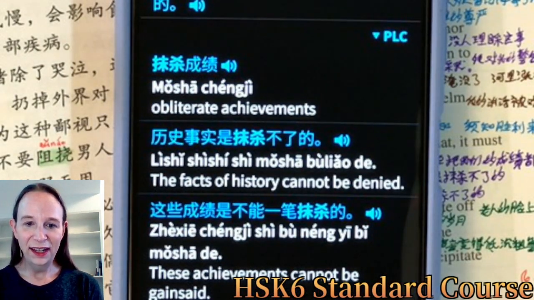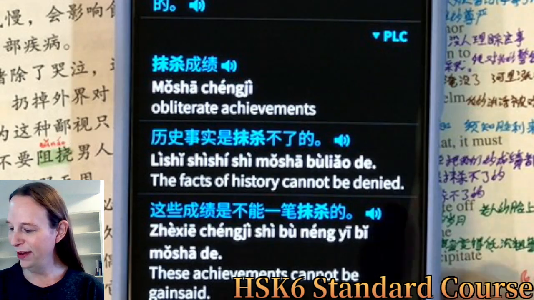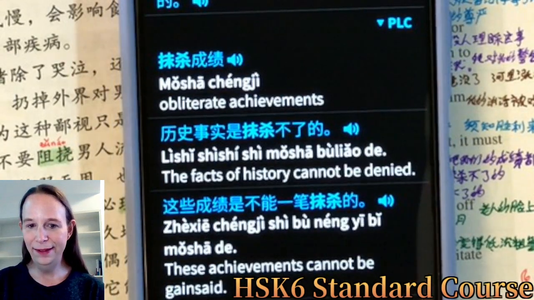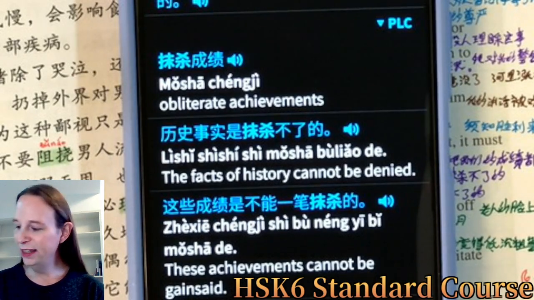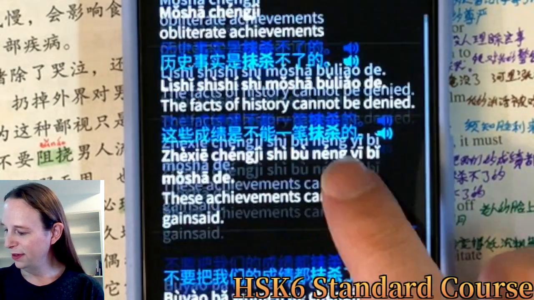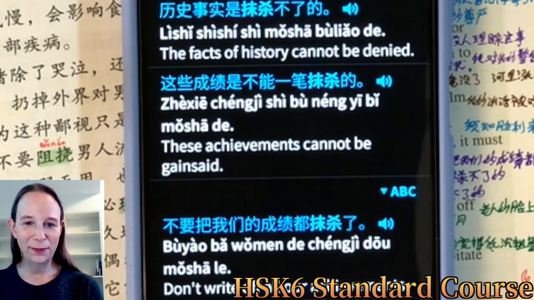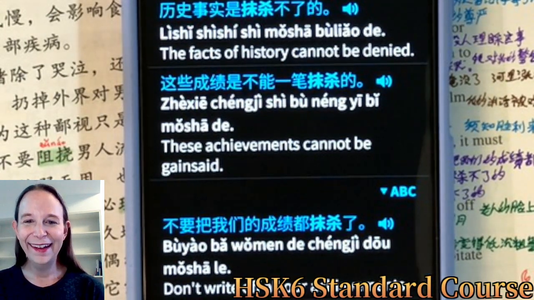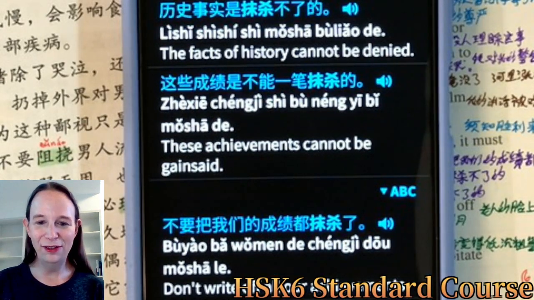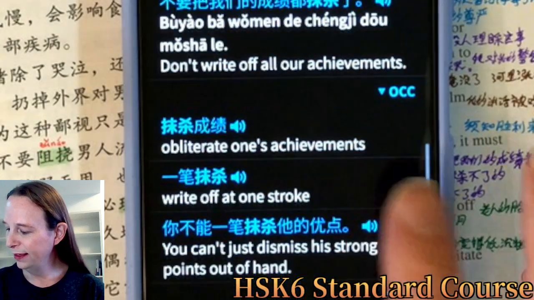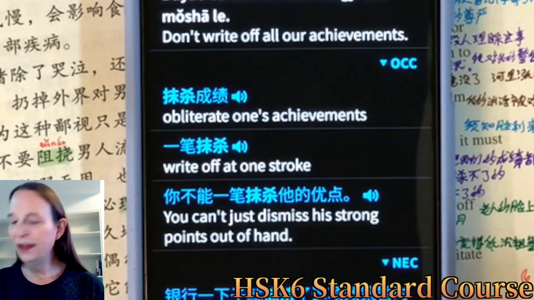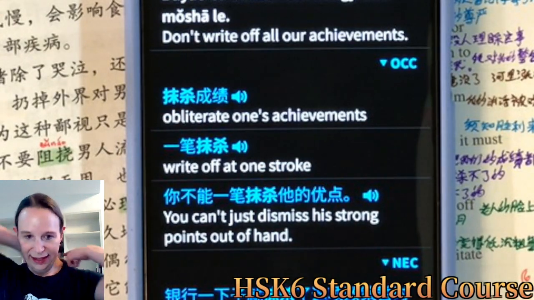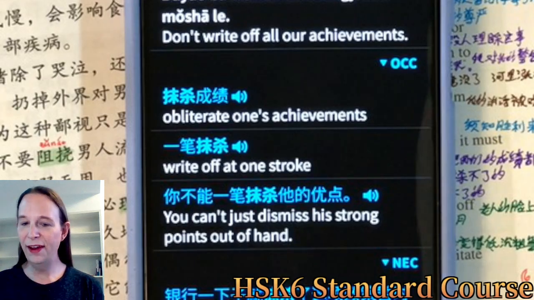历史事实是抹杀不了的. Yeah, this is the common collocation you get. 这些成绩是不能一笔抹杀了. These achievements cannot be gainsaid. What is gainsaid? Cannot be wiped out with the stroke of a pen. Yeah. Okay. So 抹杀. So the scope seems to be very narrow.